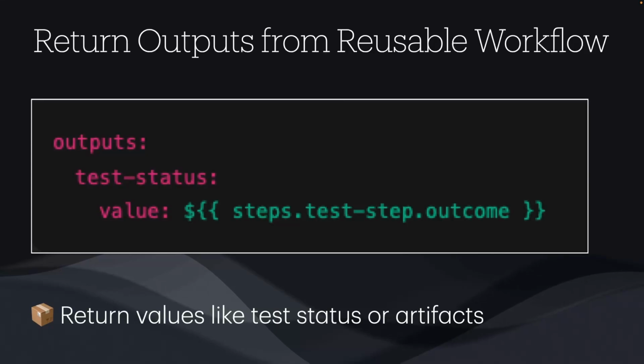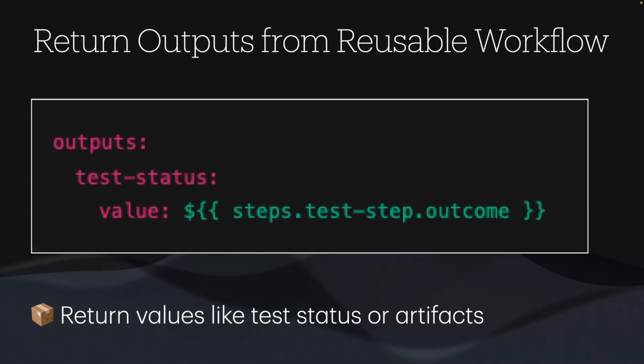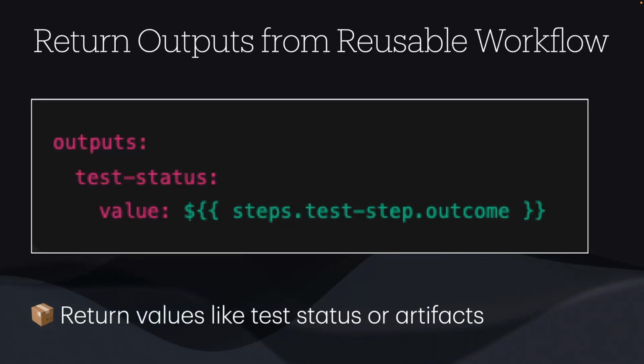Okay, so how you can actually return outputs from reusable workflows. So this is one of the examples of using outputs from your reusable workflow. So here, as you can see, we can use the test to further customize your workflows.